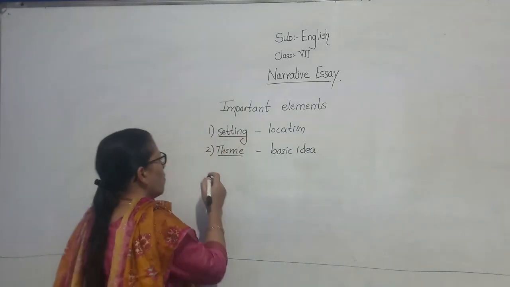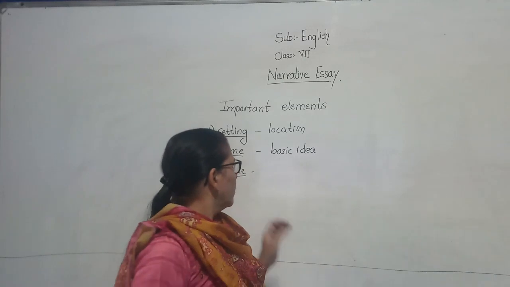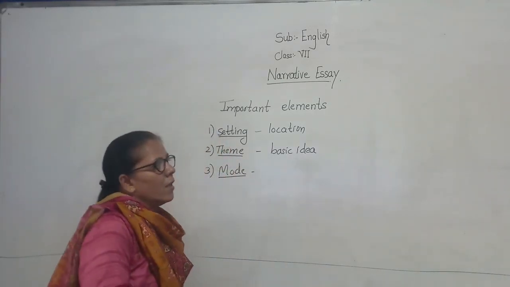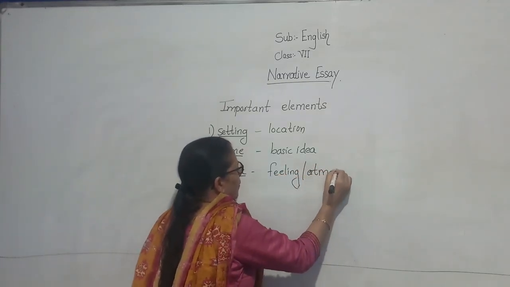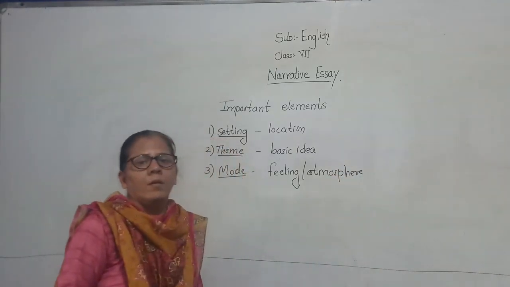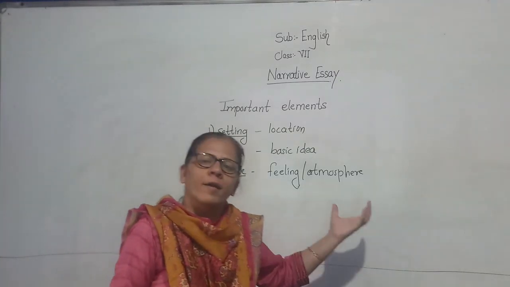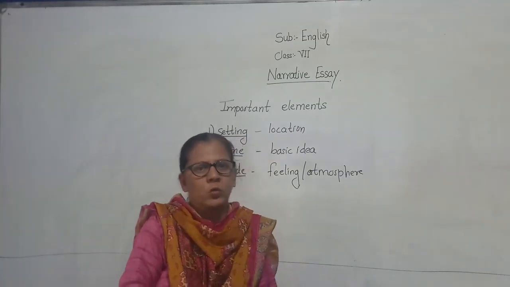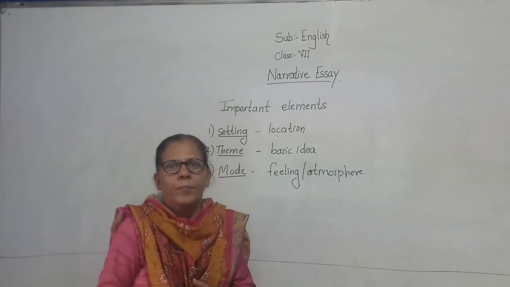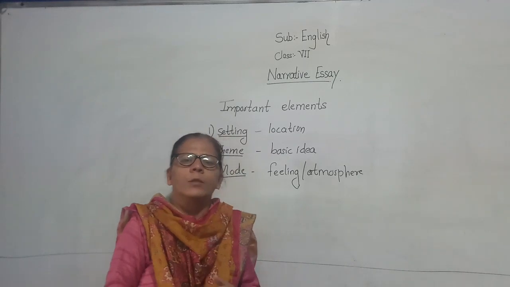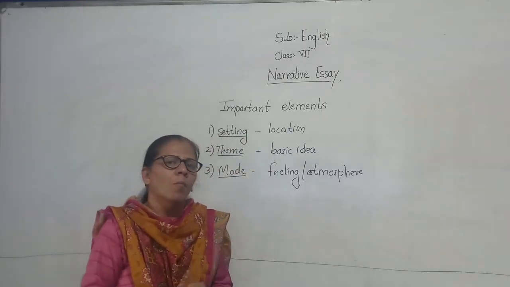The third point is mood. Mood is the feeling or atmosphere that the writer creates for the story. So the mood could be happy, it could be sorrowful, it could be scary, it could be suspense, right? So this is the mood of the story.